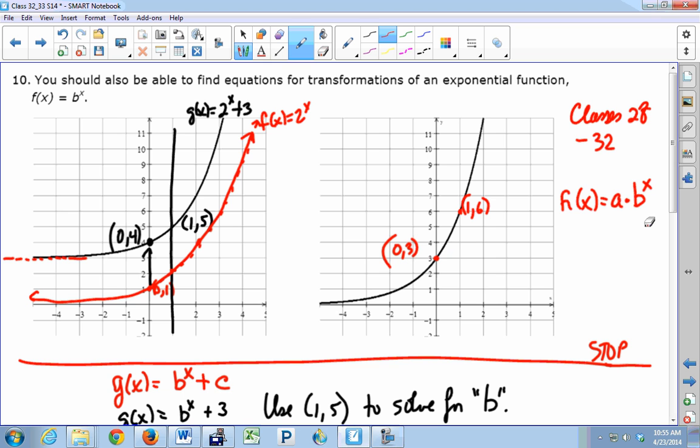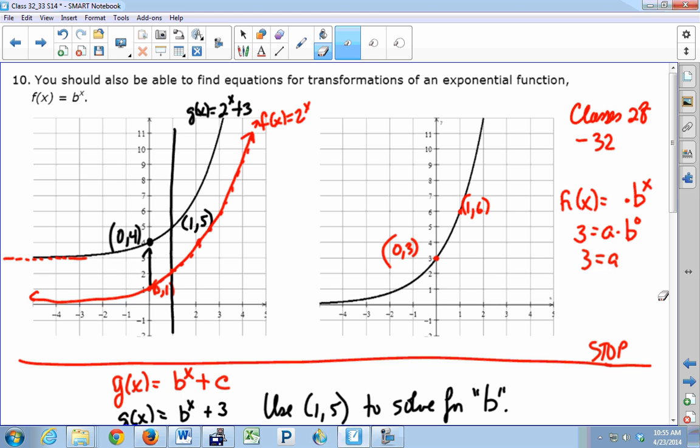So what's your guess to the value of a here? Do you have a guess? 3, right, but let's verify it. When I put 0 in for x, my output is 3. Well, b to the 0 is 1, so 3 equals a. So I've got part of my function already determined from looking at that y-intercept. That's the number that goes right out in front here, 3. So that's where I put my 3. It's my vertical stretch by a factor of 3.